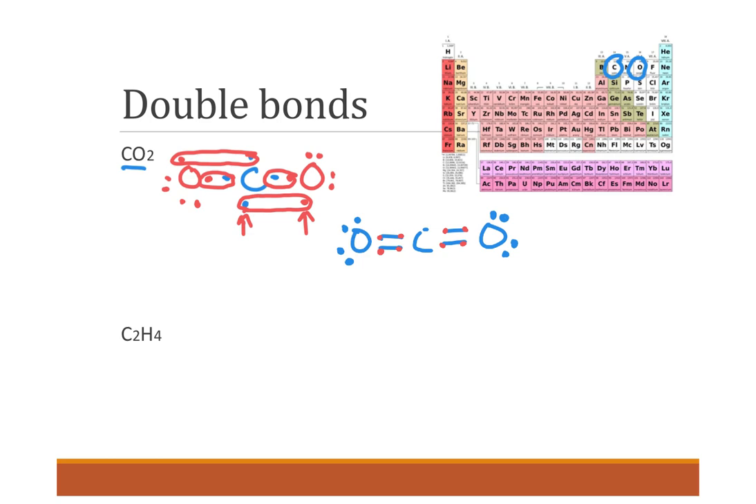And then the oxygen, of course, has the 4 electrons in the lone pairs and the 4 electrons present in the double bond with carbon. So each atom has the octet of valence electrons. This is a stable molecule. How about C2H4? What would that structure be?